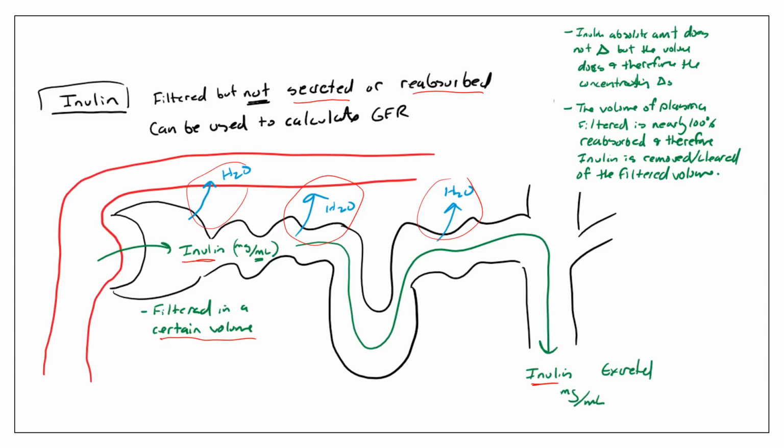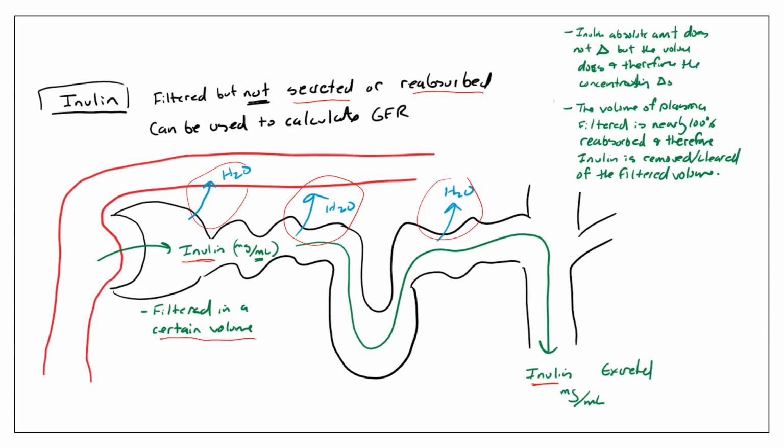You're clearing the blood, right? You're clearing the blood plasma of inulin, and that's going to end up being excreted in the urine, and you're putting the blood plasma back into the arterioles there. Now that volume will have been cleared of inulin, that volume that inulin came in with, which is what we call the filtered volume.